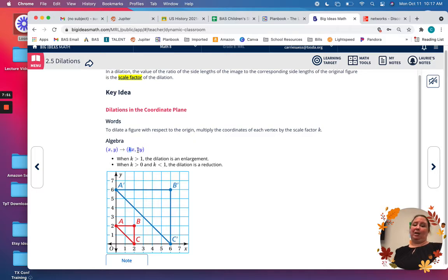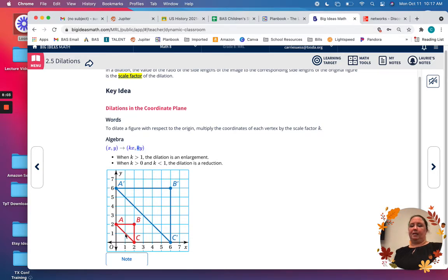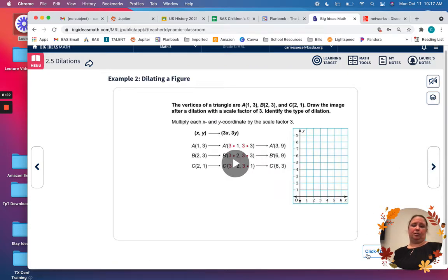So if this K was like 1/2, that's a reduction. It's like taking a whole number and dividing it by 2. I'm reducing the size. So if we look at this, comparing the red to blue, what kind of dilation is it? A reduction? No, red to blue. Oh, it's an enlargement. If I go from blue to red, it's a reduction. All right, so let's do example 2.